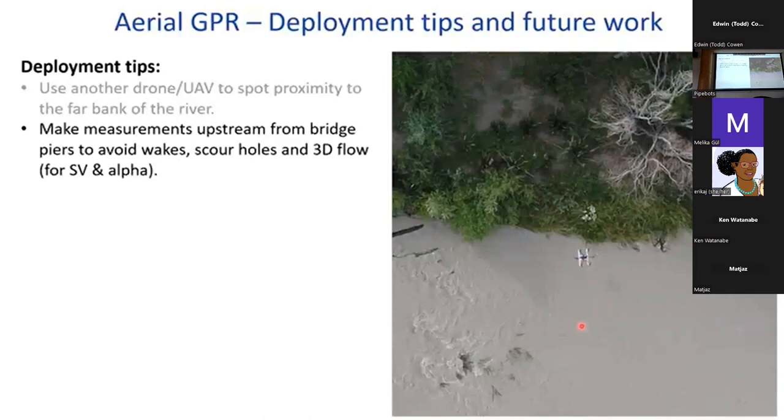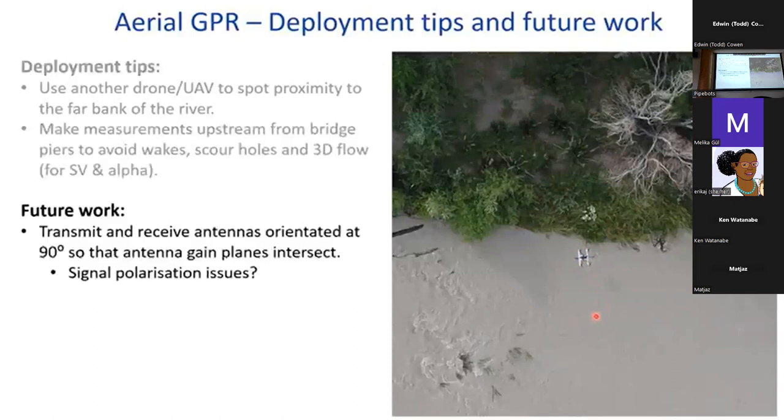It's also good to make measurements upstream of bridge piers so that you avoid any wake scales or three-dimensional flow for surface velocimetry and alpha.